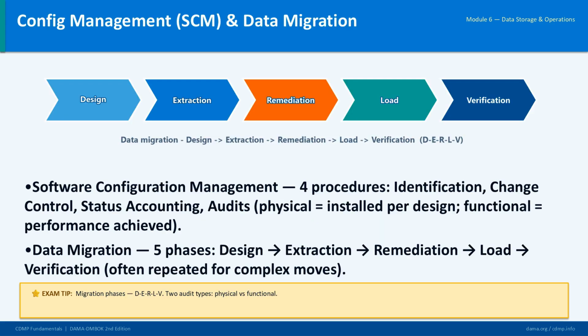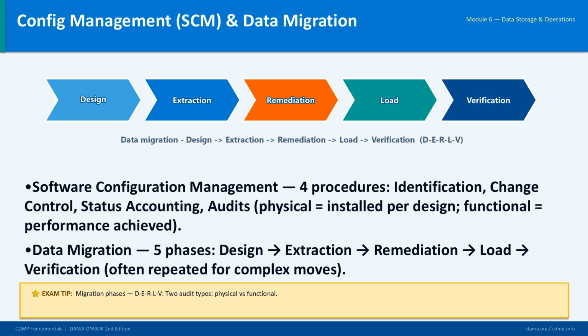Two more operational topics. Software configuration management has 4 procedures: configuration identification, where you identify, document, and baseline all the configuration attributes; configuration change control, the processes and approval stages for changing and rebaselining; configuration status accounting, recording and reporting on the baseline at any point in time; and configuration audits, which come in 2 types: physical, ensuring the system is installed per the detailed design documentation, and functional, ensuring the performance attributes are actually achieved.